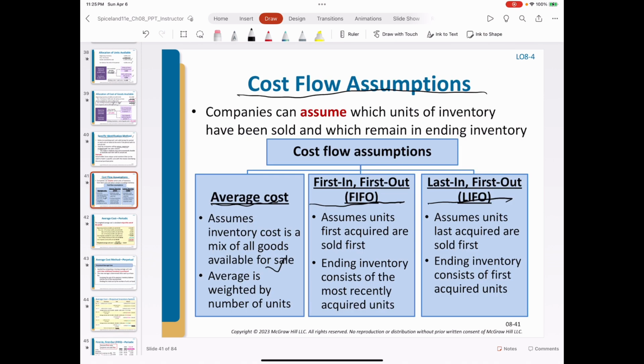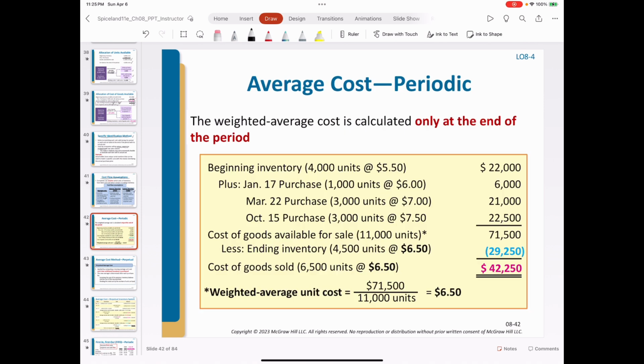Another factor when we apply the cost flow assumption is the inventory system. Remember, the periodic and the perpetual inventory system. And we're going to integrate the two different accounting systems and their application to different cost flow assumptions. This will make it more interesting, but also complicated. Let me show you their difference.